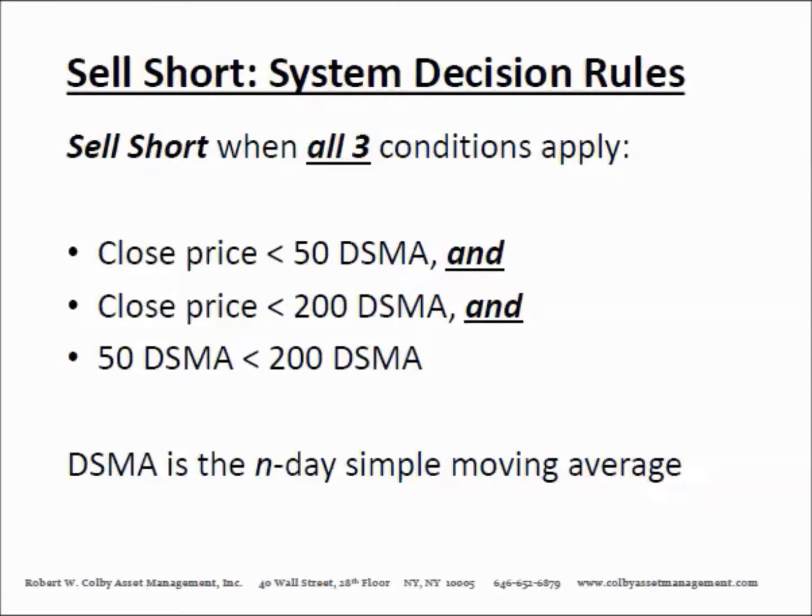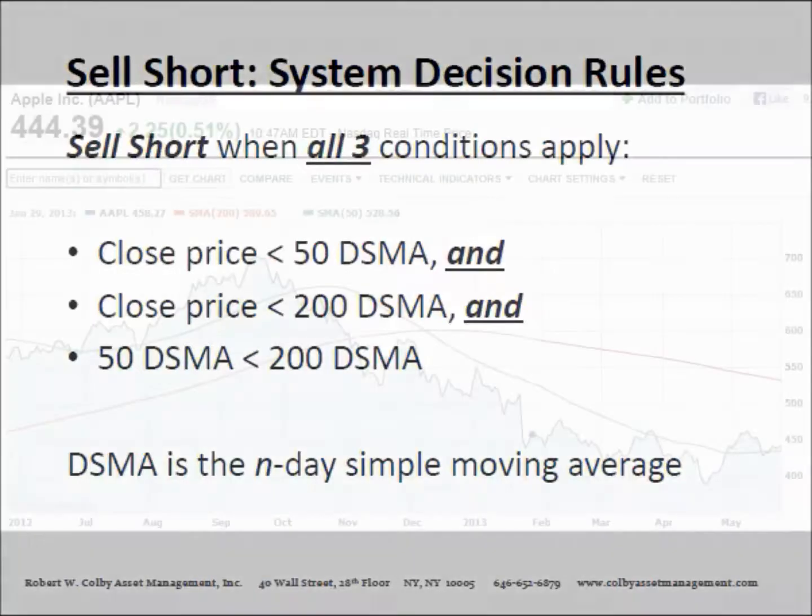If the closing price is below the 50-day simple moving average, and the closing price is below the 200-day simple moving average, and the 50-day is now less than the 200-day, then it's a good time to sell short. The probability of making money by selling short under these conditions is in your favor.